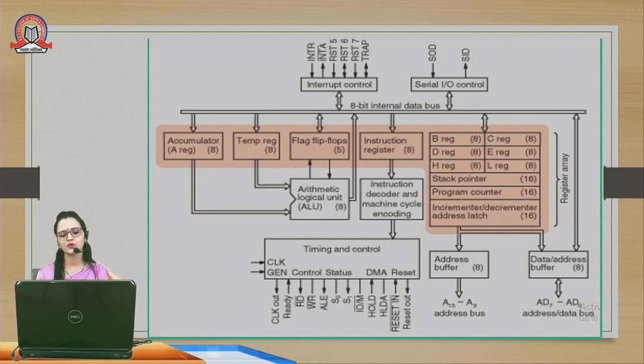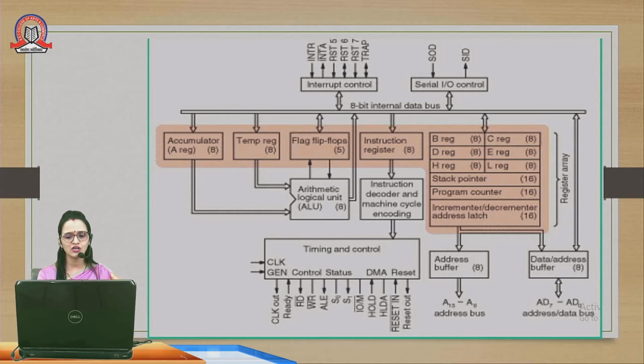The instruction decoder transfers data to timing and control. The timing and control manages the whole cycle for transferring and managing data. And lastly, we see the program counter and the increment/decrement latch connected with the address buffer and the data buffer. We can also use the data bus, which is connected with the 8-bit internal data bus, and the interrupt control and serial input output. So this is the basic architecture of the 8085.